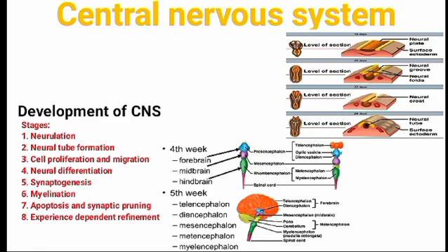The second stage is neural tube formation, where the neural tube undergoes further differentiation into the brain, like forebrain, midbrain, and hindbrain, and spinal cord. The third stage is cell proliferation and migration. Neural progenitor cells proliferate and migrate to their appropriate locations within the developing brain and spinal cord. The fourth one is neural differentiation.